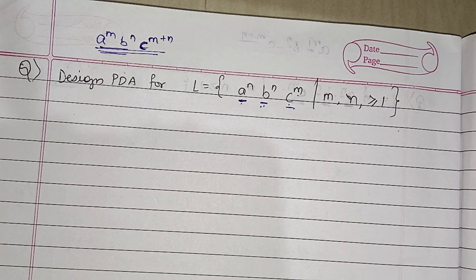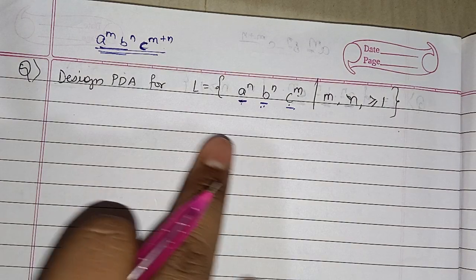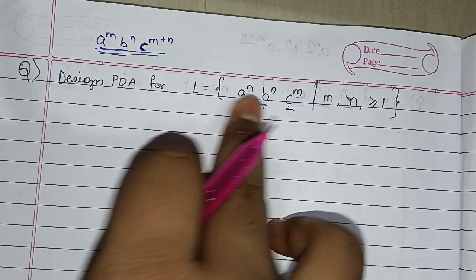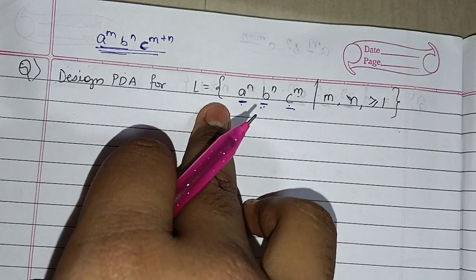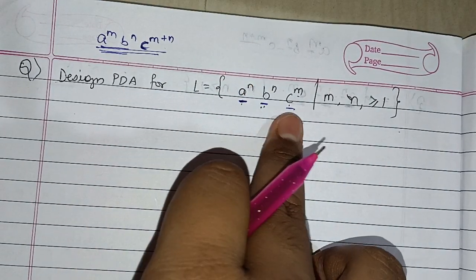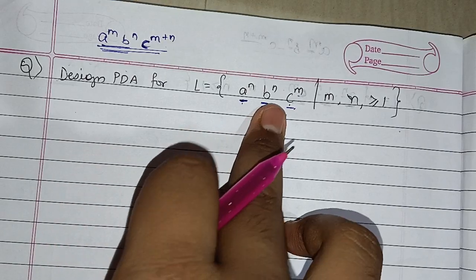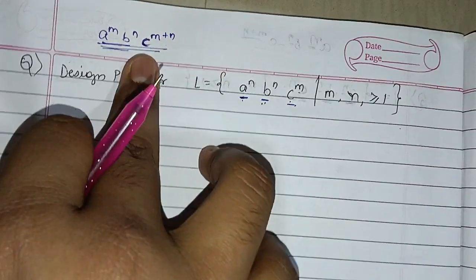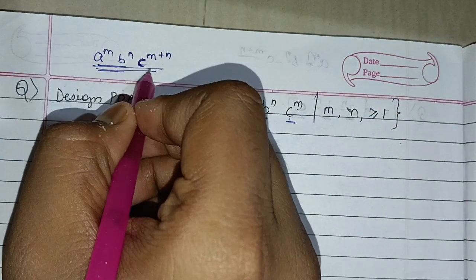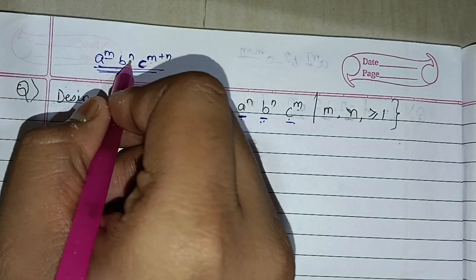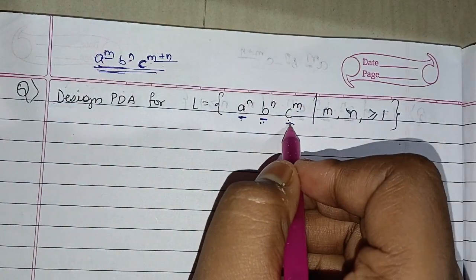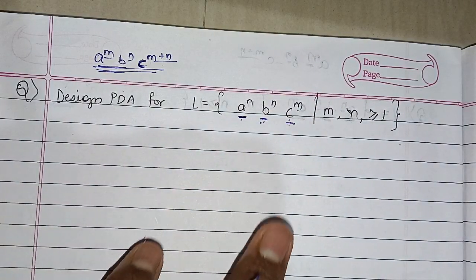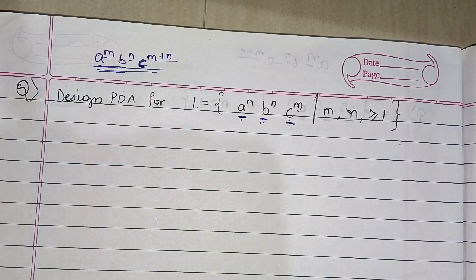Now see what logic we can implement here. Since a and b are related, I can do a push and pop. Since c is not related, I will bypass every c because there is no relation with a and b. In the previous videos there was a relation, but since here there is no relation of c with a and b, how many times c appears does not matter for the string to be accepted, that's why we will bypass the c.